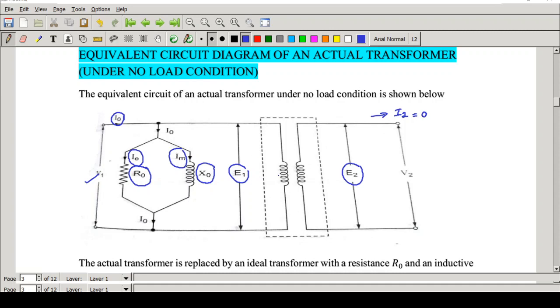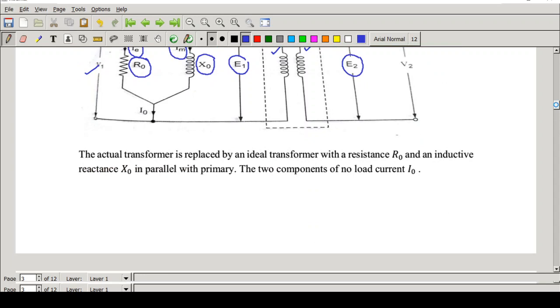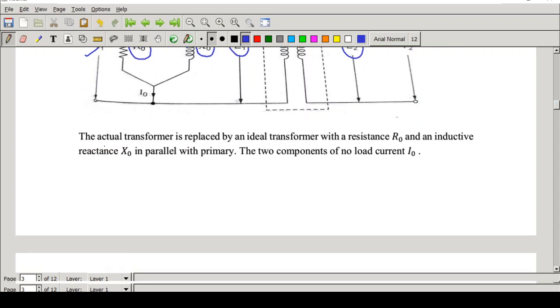Similarly, when you consider the actual transformer under loaded condition, you have to consider the resistance and the reactance of this winding as well as this winding. So you can see that under no load condition, when you consider the actual transformer, the difference compared with the ideal transformer is that you are introducing R0 and X0 in parallel with the primary.